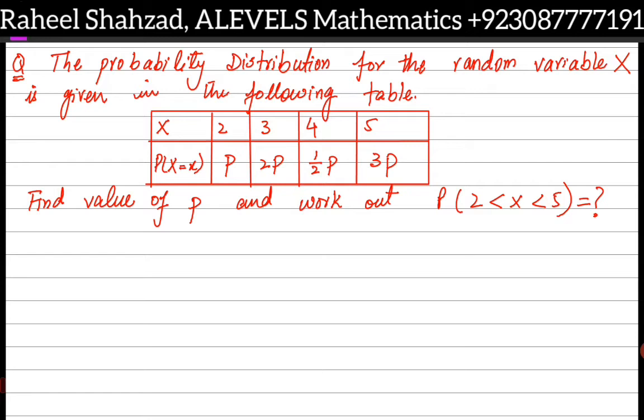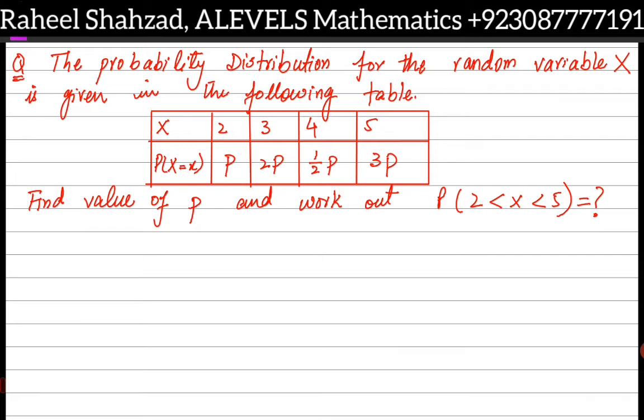In this question, we have the probability distribution of a random variable x given in the following table. So in this question, they have made the probability distribution table, and we just need to find the value of p and find the probability that x is between 2 and 5. So since it is discrete, and this is greater and this is less, we'll be taking values of 3 and 4 only.